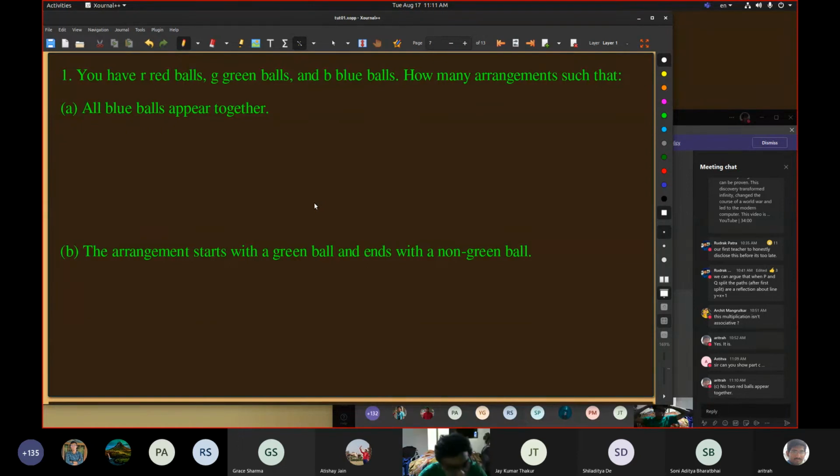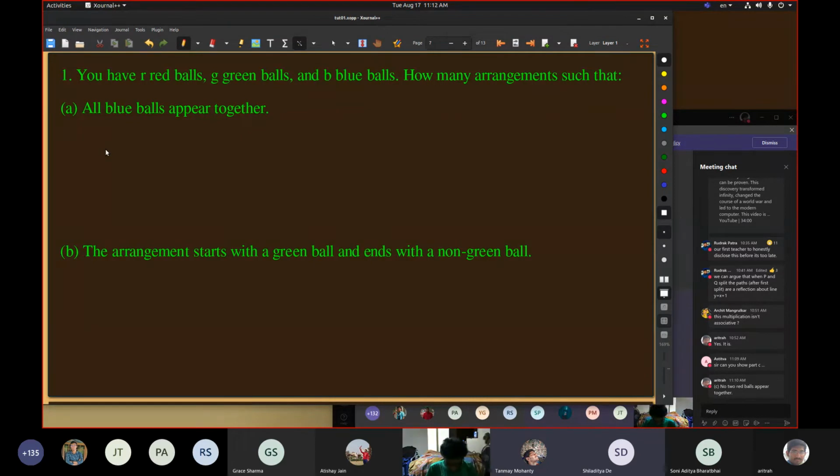Okay, let us one by one try to solve. Part A. Any suggestion? R plus G plus 1 factorial by R factorial G factorial. R plus G plus V plus 1 by R factorial G factorial.